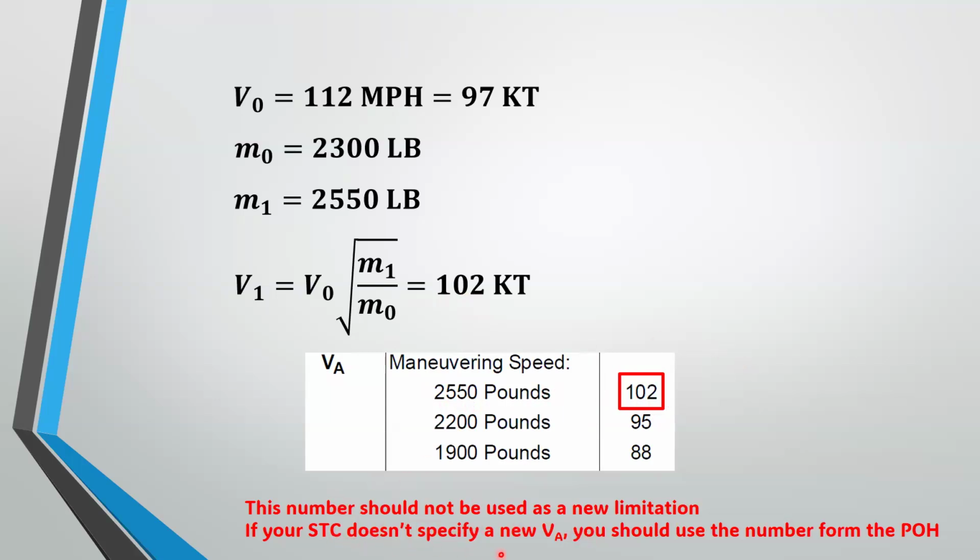If your STC doesn't specify a new maneuvering speed, you should use the number from the POH.